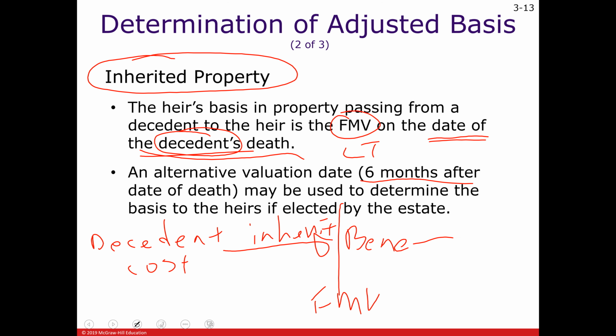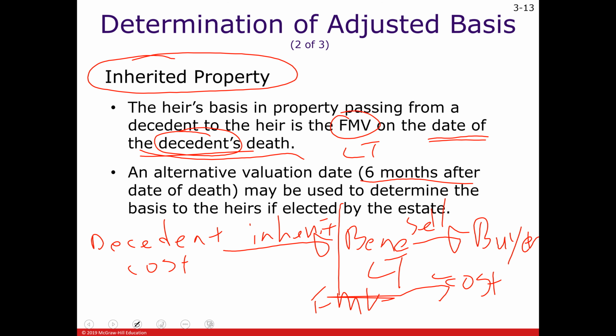So when the beneficiary sells this property to a buyer, the initial cost basis, I won't show the gain and loss formula, will be this fair market value. And the beneficiary will be considered to have held this asset long term, more than a year. So the gain or loss will be considered to be long-term gain or long-term loss. Okay. One more situation.